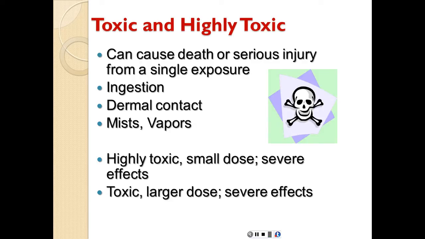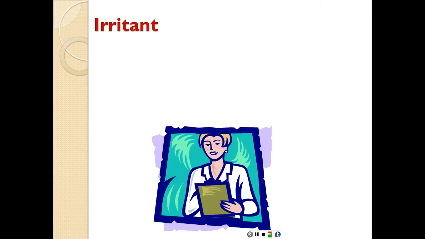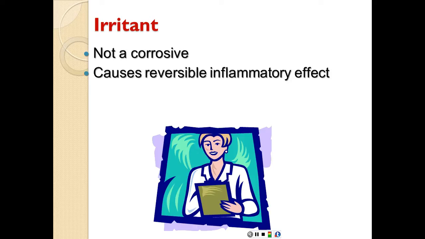An irritant is not as hazardous as a toxic or corrosive, but still it causes a hazard. It's not a corrosive, it causes a reversible inflammatory effect. So it can cause inflammation to the eyes, or inflammation to the skin, or to any other membrane. But these are reversible. They can be cured and reversed.